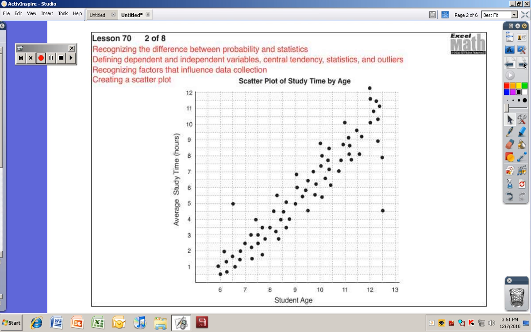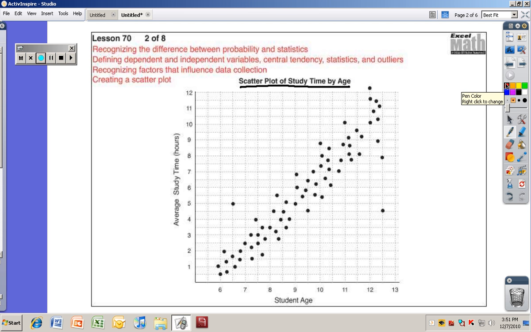So a variable is something that can change. The word vary means to change. And what you're looking at here is a scatter plot of study time by age. So down at the bottom we have some labels on here that will help you to understand.